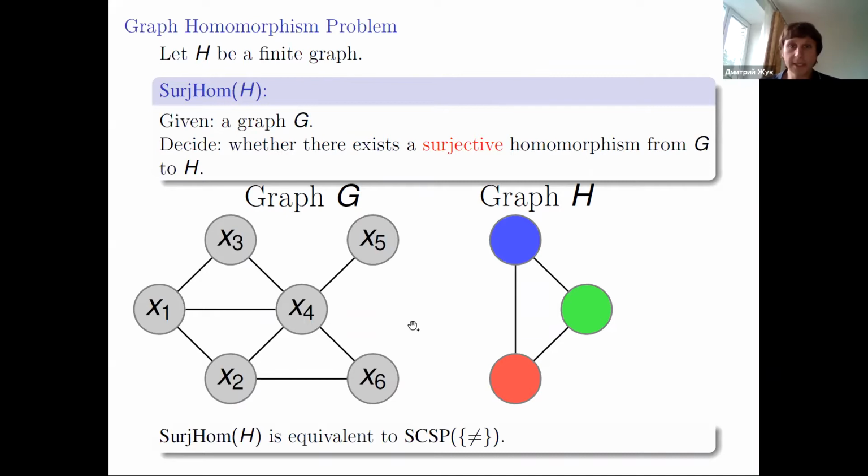And again, you can see that if I added this word surjective in the definition of the homomorphism problem, then I add surjective at the bottom. So the surjective homomorphism problem is equivalent to surjective CSP over the constant language having just one binary relation corresponding to H. And this problem, I think, is very natural. So we are asking whether there is a surjective homomorphism from one graph to another graph.